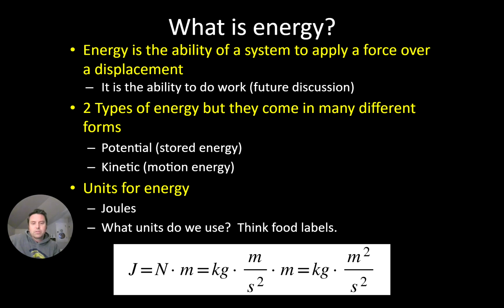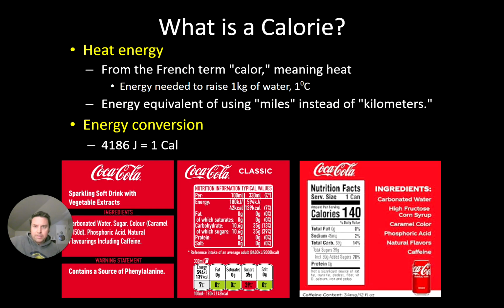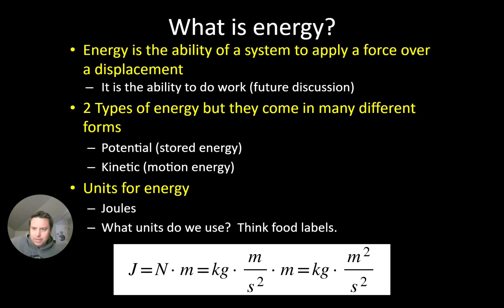Now, where does that unit come from? Well, it's force times displacement. So it's newtons times meters. And then we know newtons are kilograms meters per second squared, like it says here. And then if you multiply by a meter, you get kilograms meters squared per second squared. But that is a mouthful. Just like force units are kilograms meters per second squared, nobody says that. So we named it after Joule.